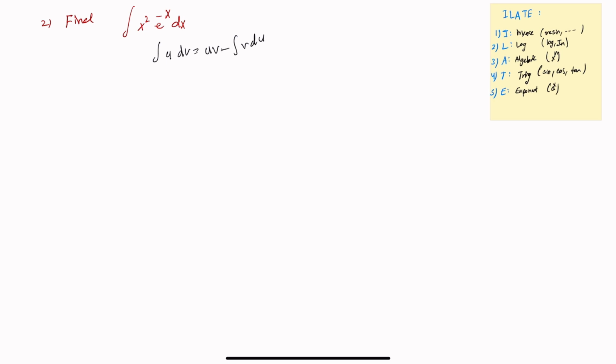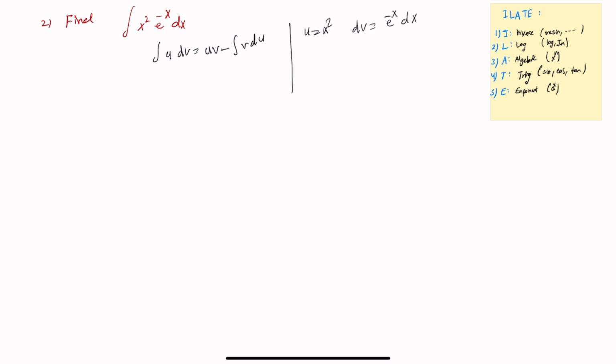Here we have an exponent function, and then we have an algebraic function. You can notice the exponent function is number 5 and the algebraic expression is number 3. So the algebraic expression comes before the exponent, and that's why I'm gonna set x squared to u. And then dv is what's left from that integral, which is e to the minus x dx.